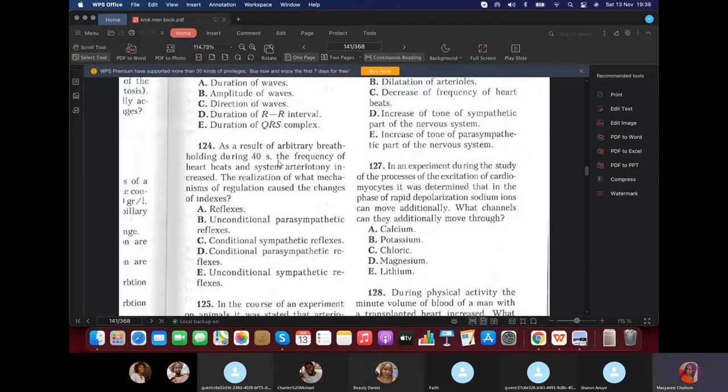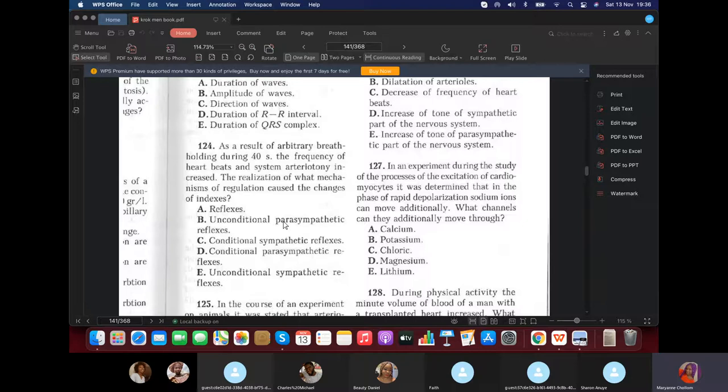As a result of breath holding for 40 seconds, finally, the frequency of heartbeat and systemic arterial tone increase. The realization of what mechanism of regulation causes this change? So when you see this question, this is how I want you to approach it. What is the response first? That's what you have to say first. There is an increase in heartbeat and in systemic tone. This means there's vasoconstriction. That's what they are saying.